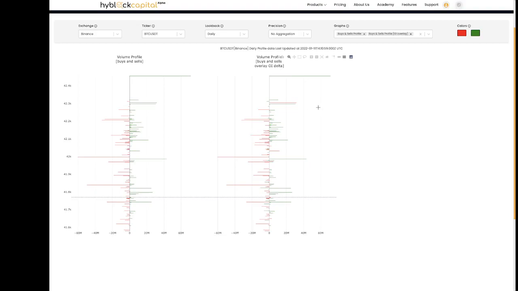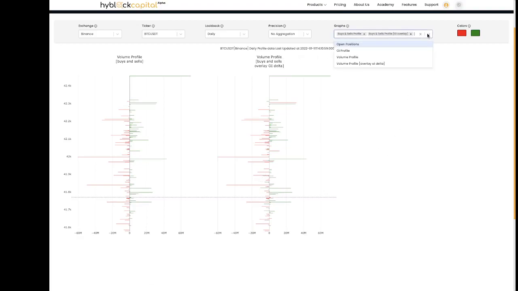Next, we have buys and sells profile with OI overlay, which also separates the bars by buys and sells, but each side also has two different colors that represent whether OI increased or decreased at that price level. So you can see on the top, we have market buys, but OI had decreased, so therefore the bar is red. And then there's some examples where you have market sells, but the OI is positive, so therefore the bar is green.